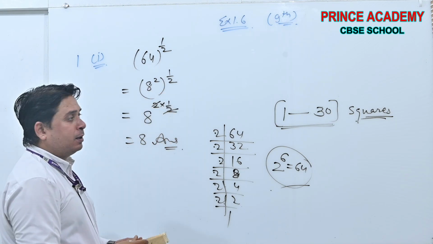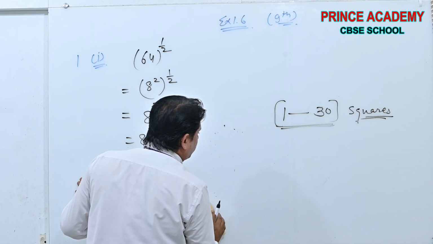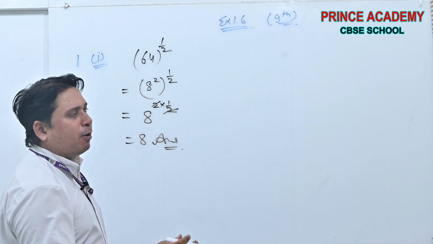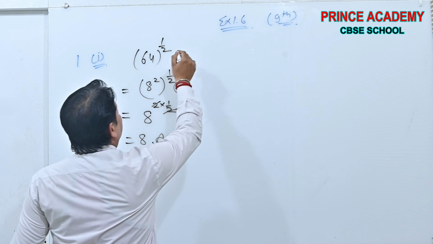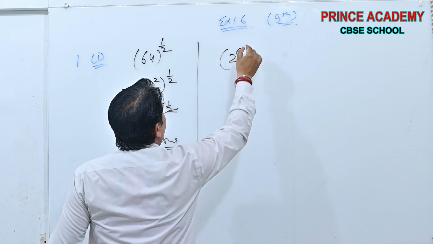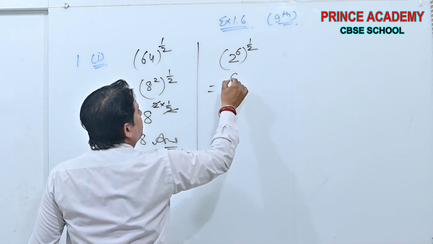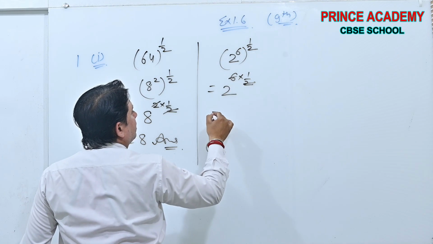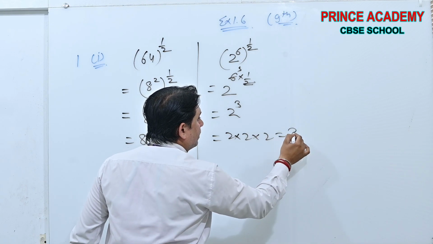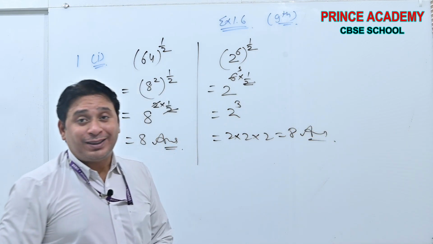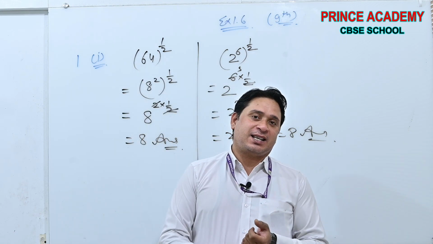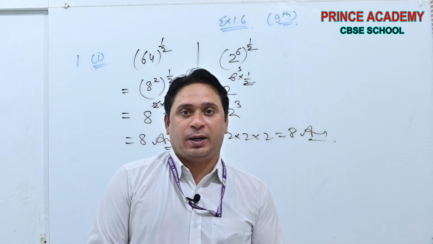You got my point? And a simple student who doesn't have the knowledge of squares and cubes up to any level, a simple question is there, na? He or she will do like this. 2 raised to power 6, whole raised to 1 by 2. It will cancel. 2 raised to power 3. Then 2 raised to power 3, 2, 2, 2, 8. Both results are the same and both are accurate.